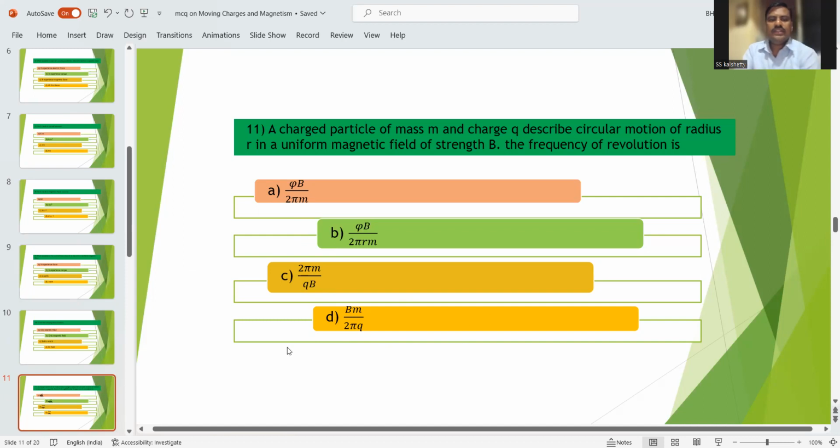Now see, the frequency of a charged particle moving in a uniform magnetic field is directly proportional to q, meaning charge, and directly proportional to B, the magnetic field, and inversely proportional to mass, right? You remember this formula, right?